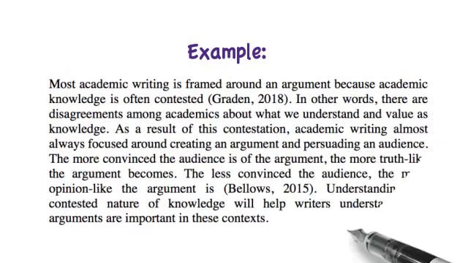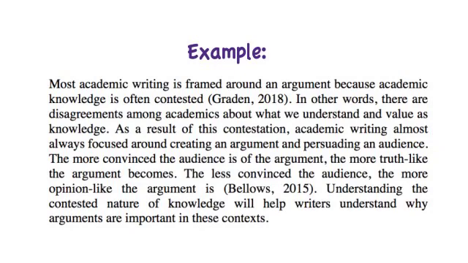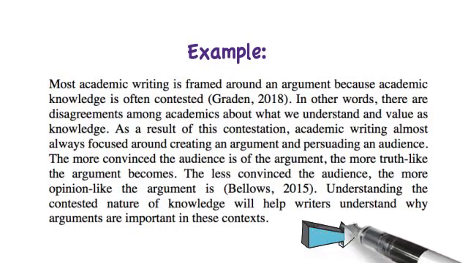Now on to the example. Most academic writing is framed around an argument because academic knowledge is often contested. In other words, there are disagreements among academics about what we understand and value as knowledge. As a result of this contestation, academic writing is almost always focused around creating an argument and persuading an audience. The more convinced the audience is of the argument, the more truth-like the argument becomes. The less convinced the audience, the more opinion-like the argument is. Understanding the contested nature of knowledge will help readers understand why arguments are important in these contexts.